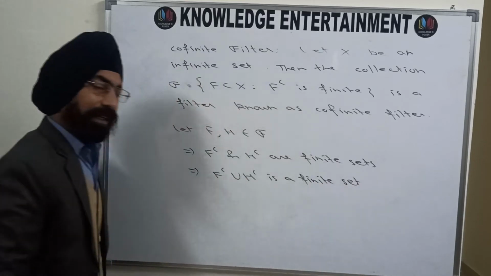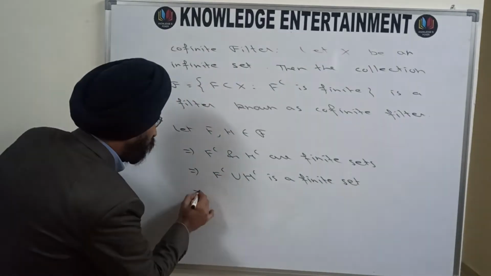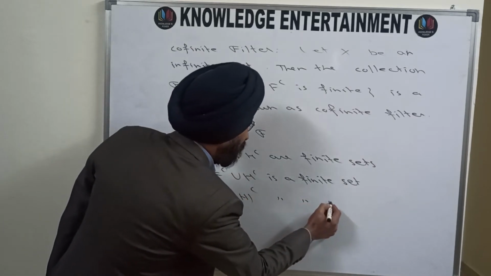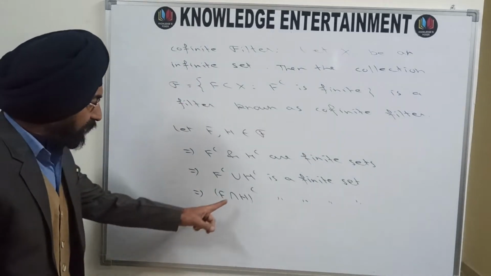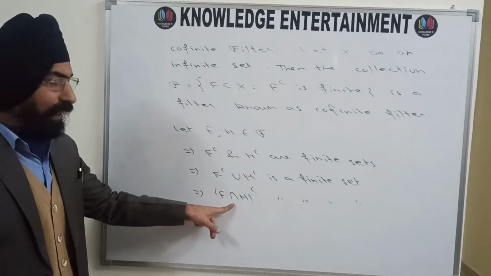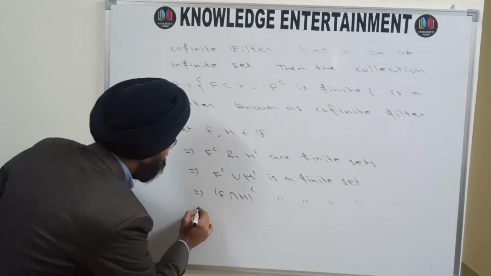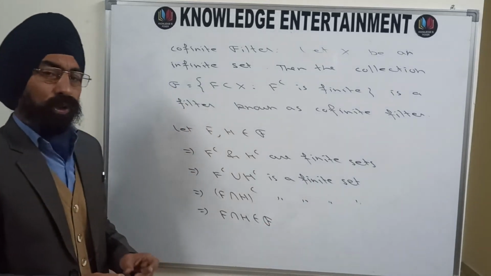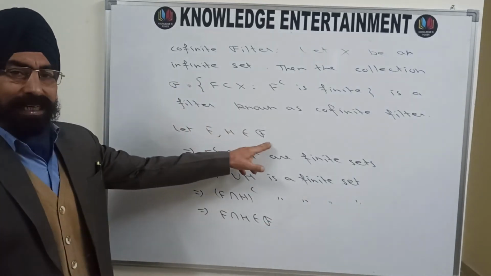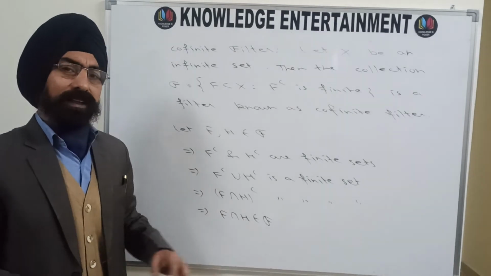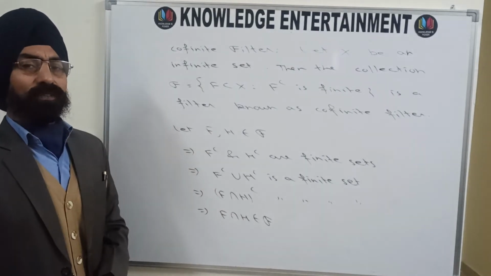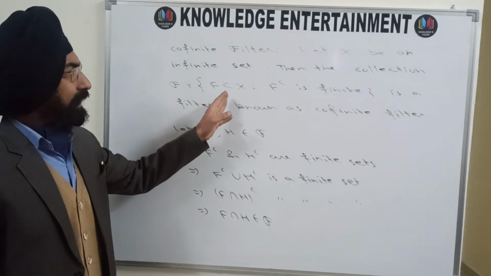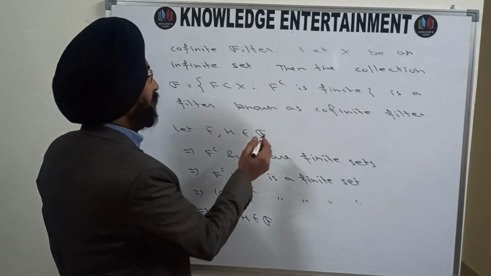And by De Morgan's law, you will get F intersection H complement is a finite set. And since the complement of this set is finite, this set must be there in the collection. So this means your F intersection H belongs to F. You have taken two sets F and H from this collection and their intersection is also there in F. That means the third condition of the definition of filters is also satisfied. So this collection becomes a filter and it is known as a cofinite filter.